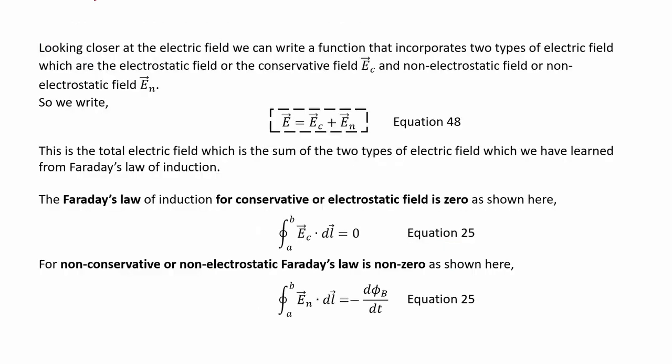Looking closer at the electric field, we can write a function that incorporates two types of electric field, which are the electrostatic field or the conservative field and the non-electrostatic field or non-conservative field. So we write equation 48. This is the total electric field, which is the sum of the two types of electric field which we have learned from Faraday's law of induction. Faraday's law of induction for conservative or electrostatic field is 0, as shown here. For non-conservative or non-electrostatic, Faraday's law is non-zero, as shown here.